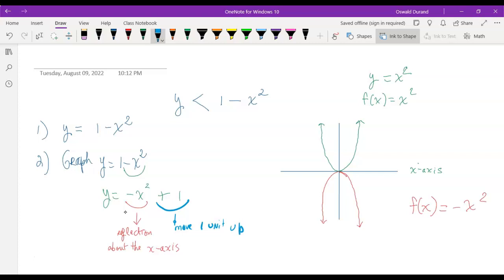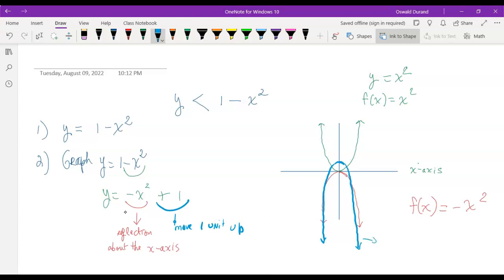So that negative x squared here is going to move 1 unit up. So if it goes 1 unit up, now this vertex, the tip of the parabola, is going to move 1 unit up, and that's it here, right? And everything else is going to move 1 unit, and this is how it's going to look like, right? I don't know what's going on with the straight line, but okay, so this is it.